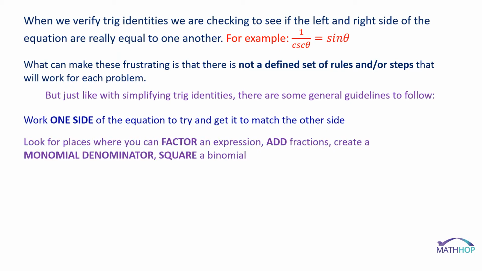Second, you're going to look for all of those patterns in algebra that we've used throughout high school. Look to see where you can factor an expression, where you can add fractions, and yes, that will mean finding like denominators. Look for where you can create a monomial denominator where there isn't one. Maybe there's a binomial in the denominator, but you can create a single term denominator. Look for places where you can square a binomial. All of those little patterns and things you're used to in algebra will come up in these problems. Of course, look for where you can use your Pythagorean identities and your fundamental identities. These are going to be the crux of these problems.